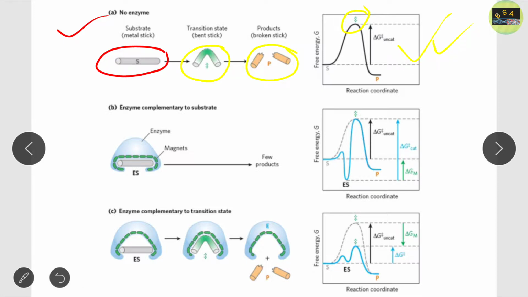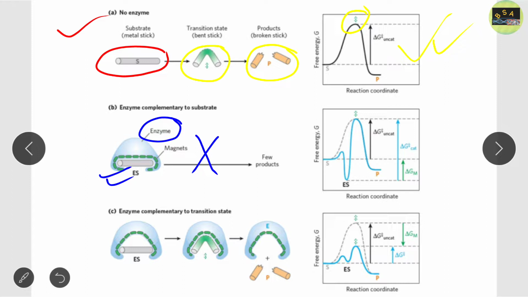Now if you look at the second case, enzyme is present, and this enzyme is exactly complementary to this substrate. You can see here, exact complementary to this substrate. So here the enzyme substrate complex is formed, and due to the exact complementarity the substrate is unable to bend. Here you can find a missing state, and that state is known as the transition state. So in this case the transition state is not formed.